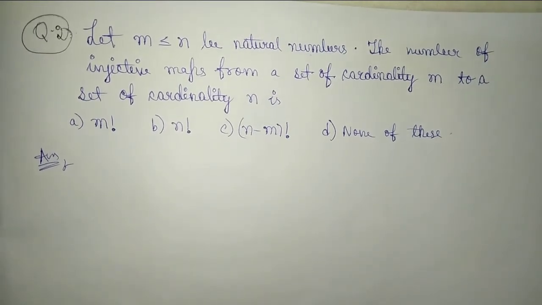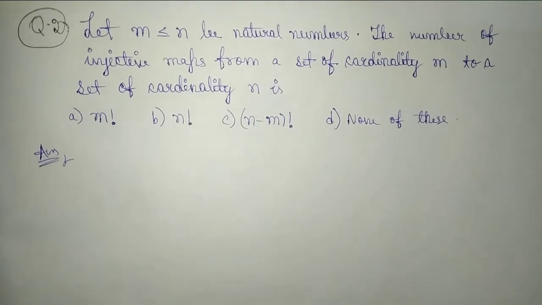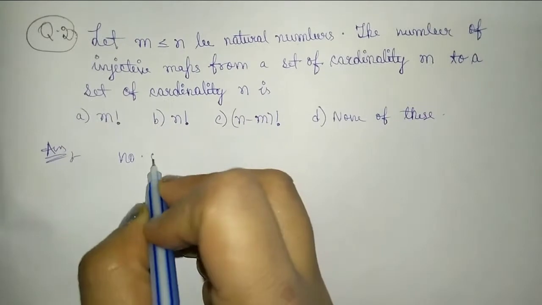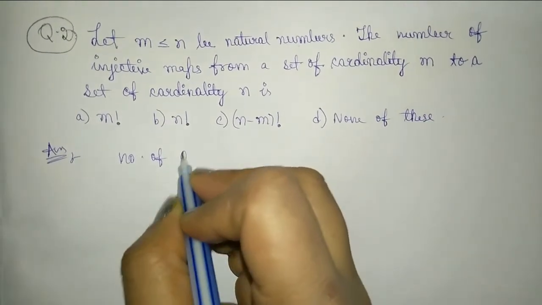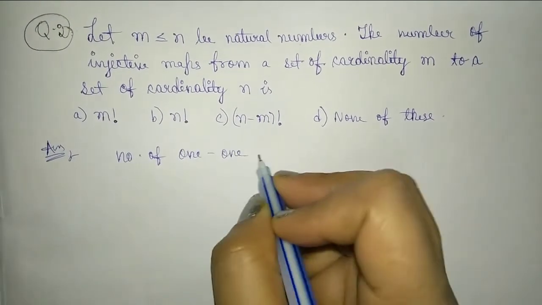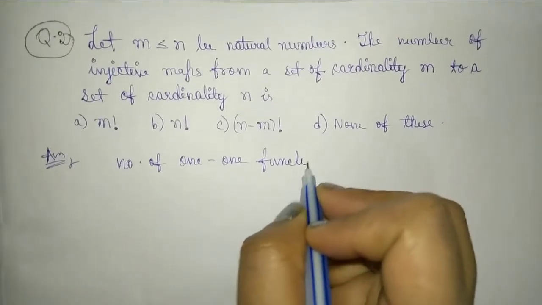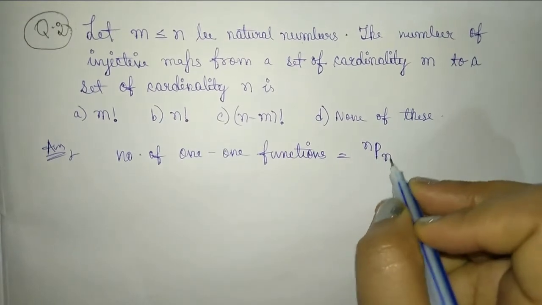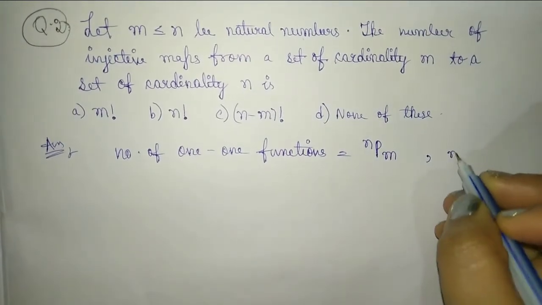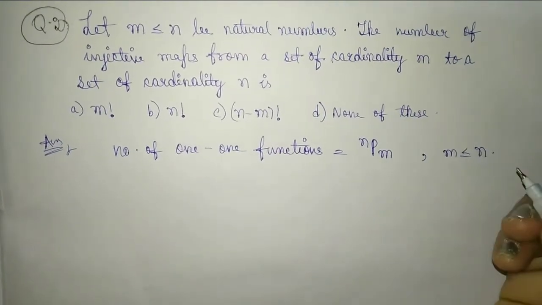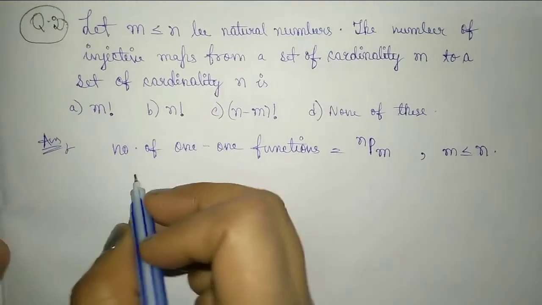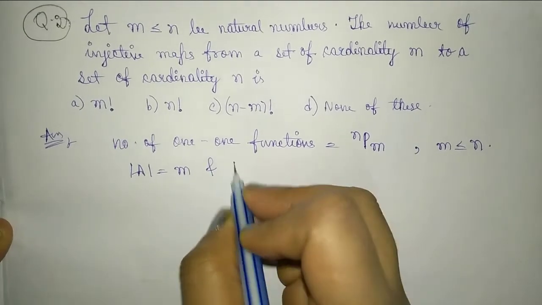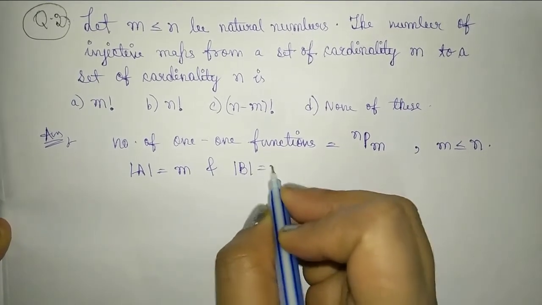Now if you remember the formula discussed in the previous video, then there it was written that the number of 1-1 functions is equal to nPm if m is less than or equal to n. Alright, where m is the cardinality of A and n is the cardinality of B.